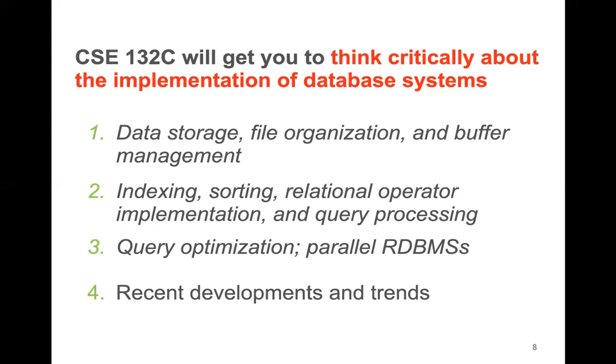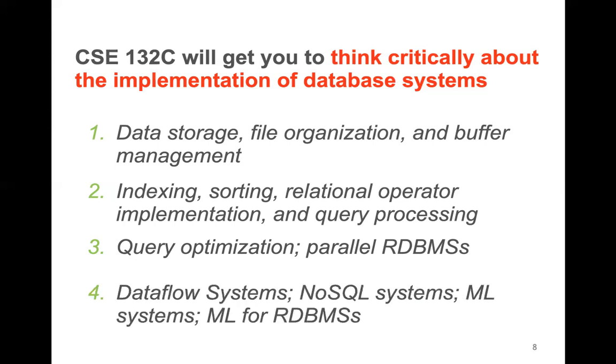How do we scale this out to enormous quantities of data on a machine cluster using parallel relational DBMSs? Recent developments and trends: we'll talk about data flow systems, a new class of data management systems that have taken off in the last half a decade to a decade. We'll talk about Hadoop MapReduce and Spark and how they are related to parallel relational DBMSs.